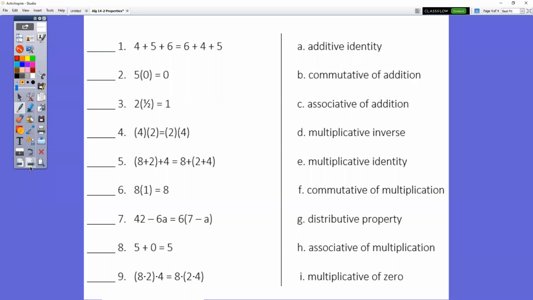Again, I would suggest the easier way to do this is to look at the things on the left, figure out what property it is, and then find the property in the list over to the right.